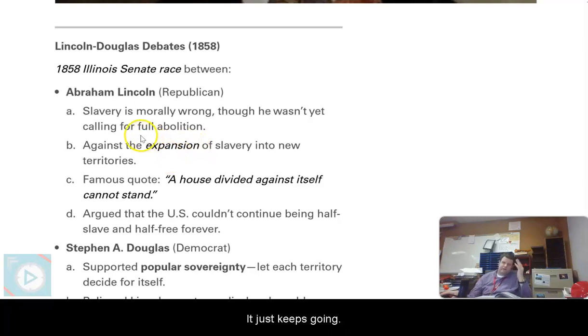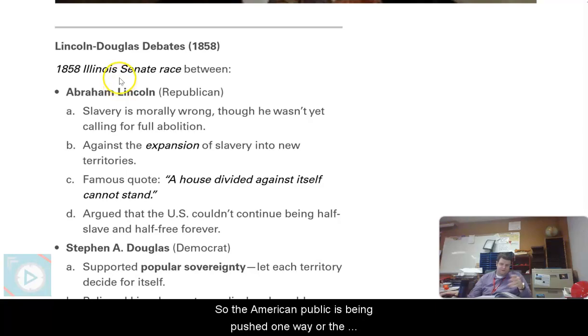Anyways, this just keeps going. In Illinois, there's a Senate race, and the two contenders over a series of debates, the Lincoln-Douglas debates of 1858, they are going to be all about slavery. There's other issues that America needs to deal with. There's other problems that America is contending with. But increasingly, the first question anyone asks is, what's your stance on slavery? You have to have a stance.